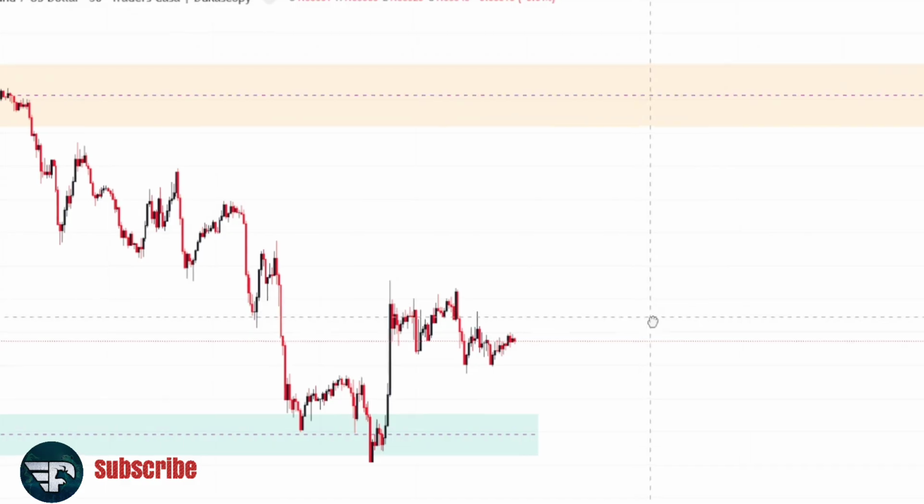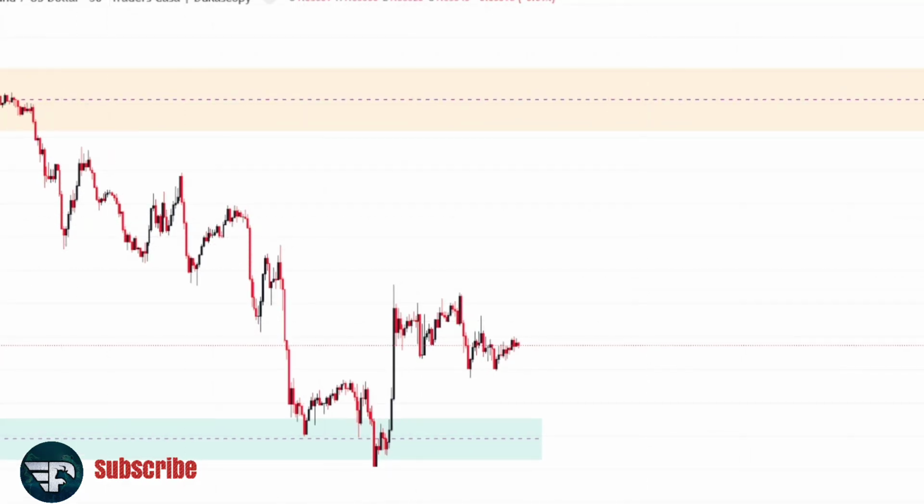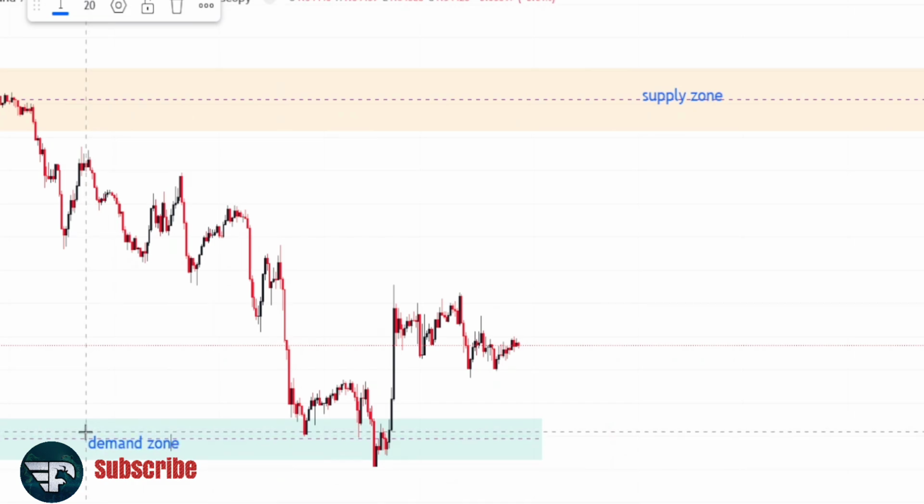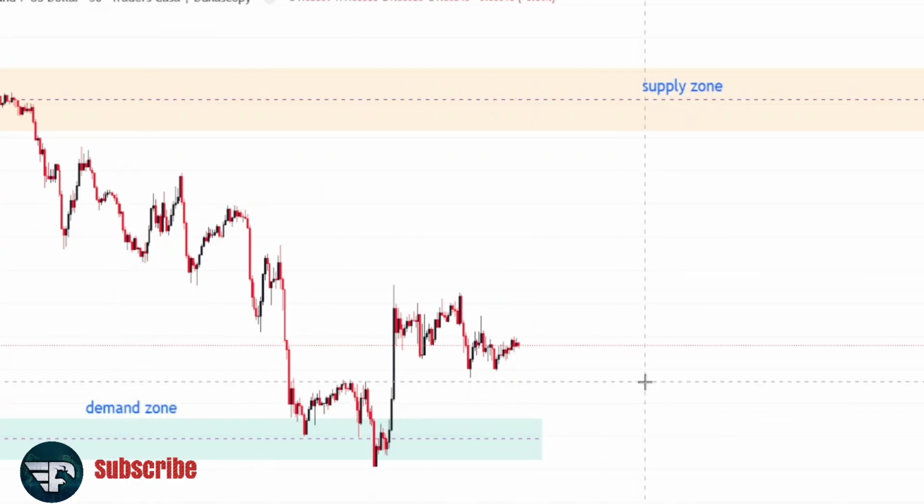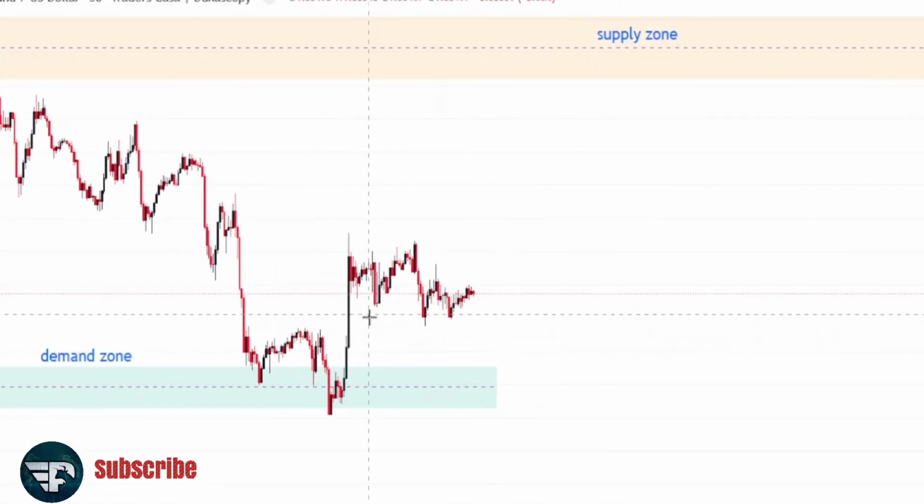So guys, let me identify the zones around this place so that it won't confuse us. So this is the supply zone, and let me show you this one here, the demand zone. So this is how you need to go about this. Okay, now I'm looking for confirmation around this place.